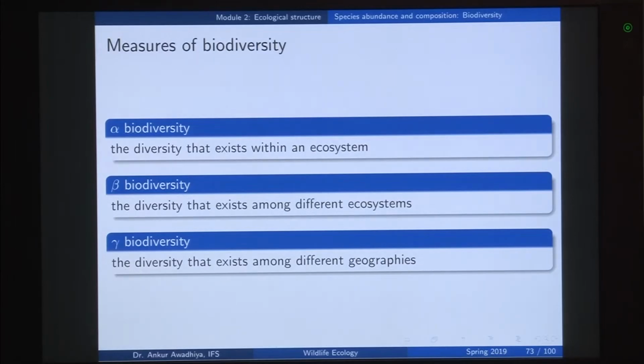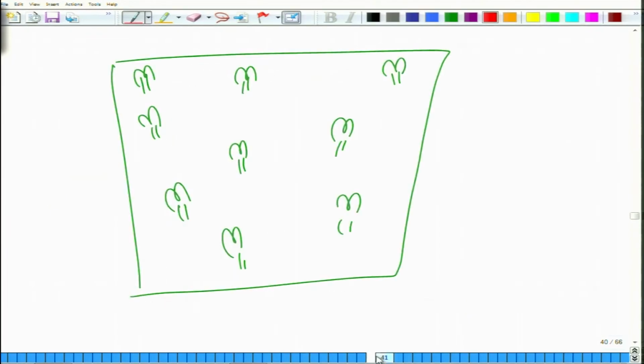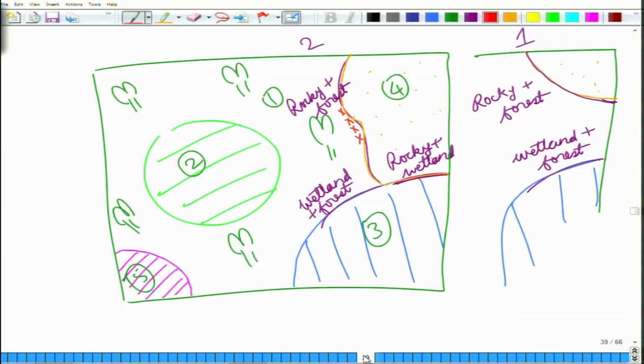So, this is our forest, and in this forest we have five different ecosystems. The first ecosystem is the forest, the second is the grasslands, the third is the wetland, the fourth is the rocks, and the fifth one is the riverine ecosystem.